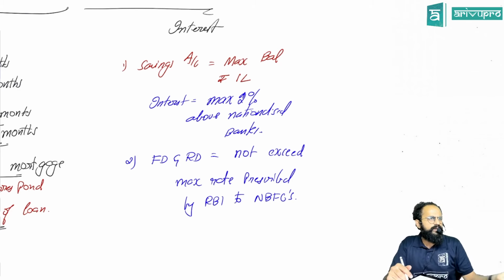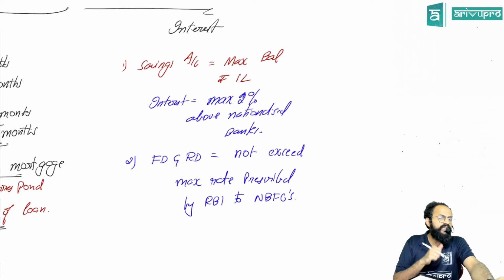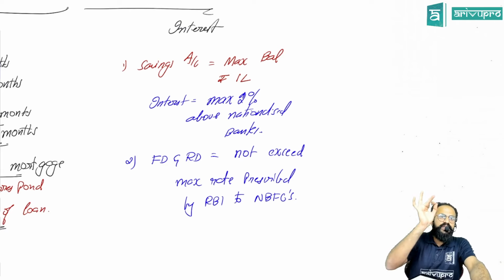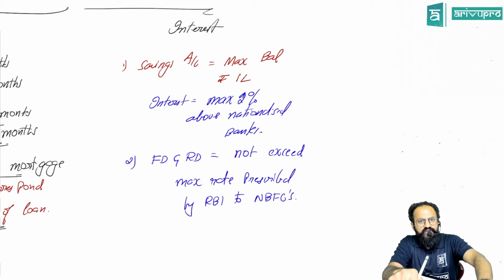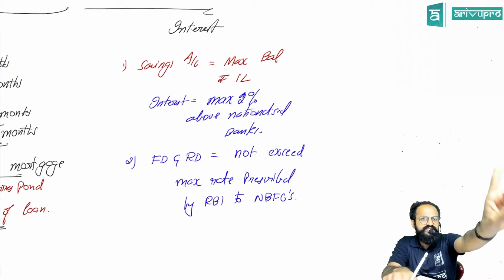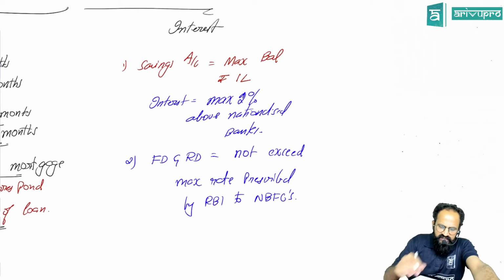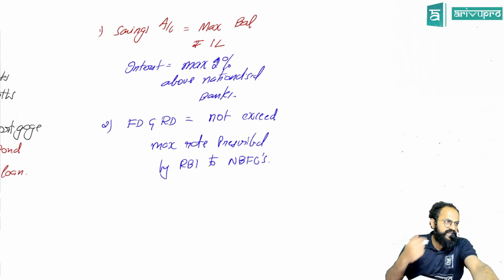FD, RD always come with a maturity period. Savings bank account, you go and withdraw in the ATM, you'll get money. That means there is no time fixed. Now they're telling you the maximum amount a NIDHI can accept in the form of savings account cannot exceed 1 lakh rupees. So up to 1 lakh, you can accept it in such a way that whenever the member comes and asks for it, you will have to repay. That is savings account.